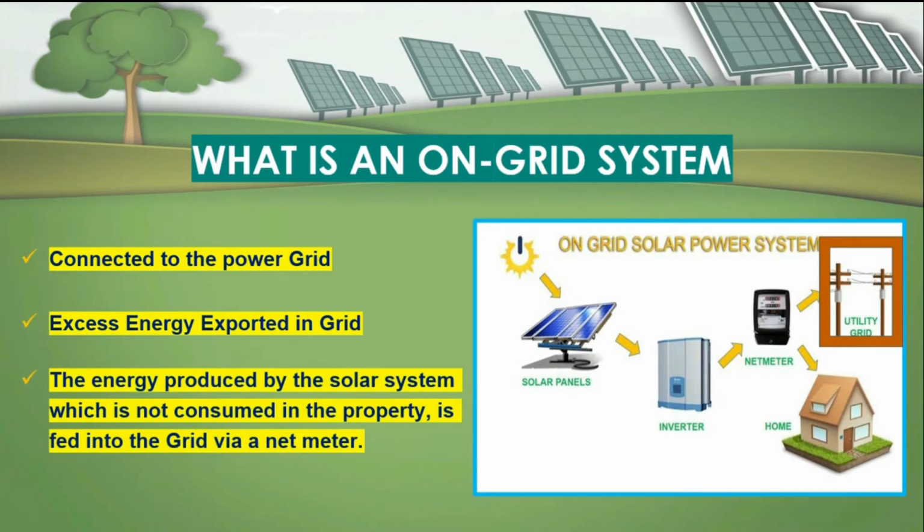You can see here in this pic that solar panels are producing DC power which is getting converted into AC by the inverter, and the same is getting fed to the home also. If there is any excess power, the excess power is getting sent to the grid.